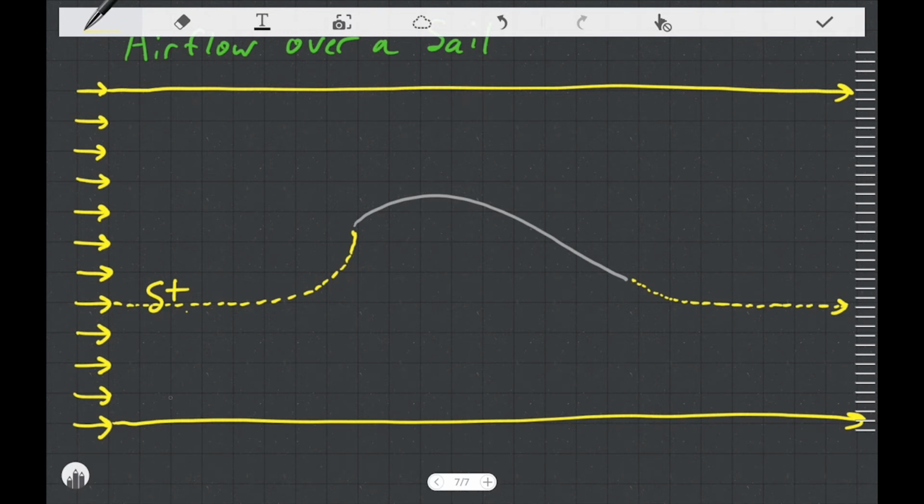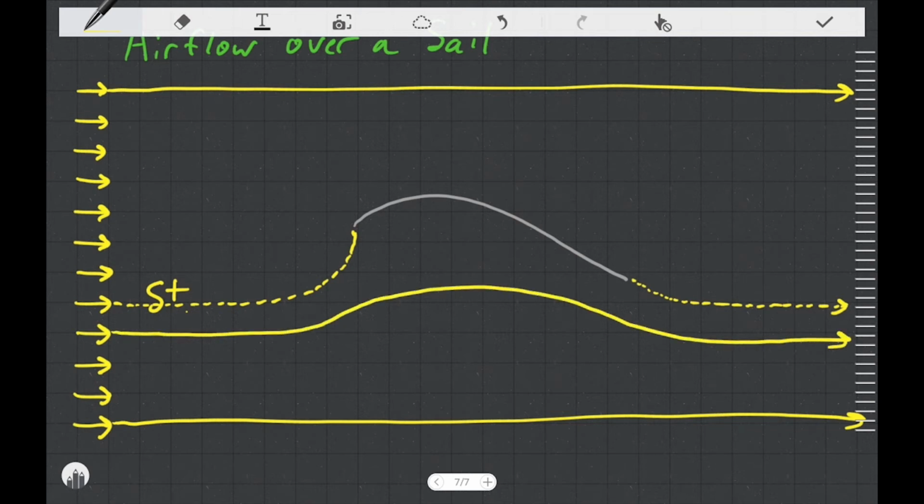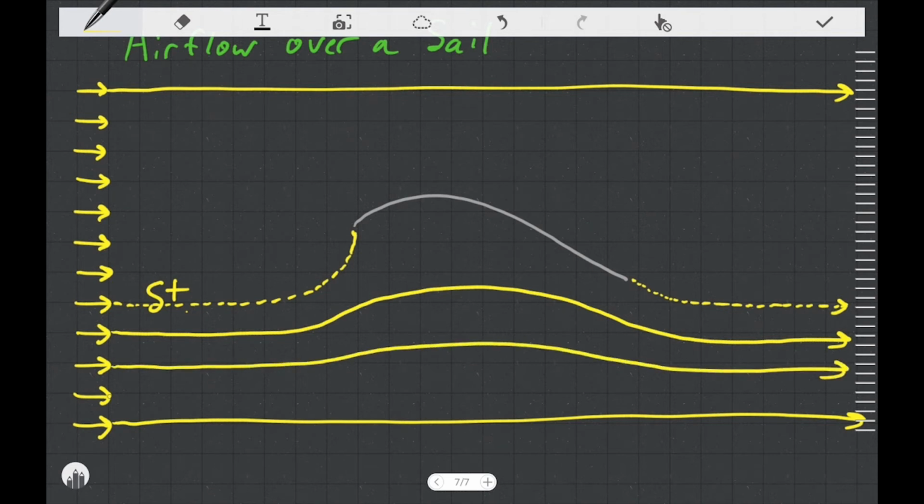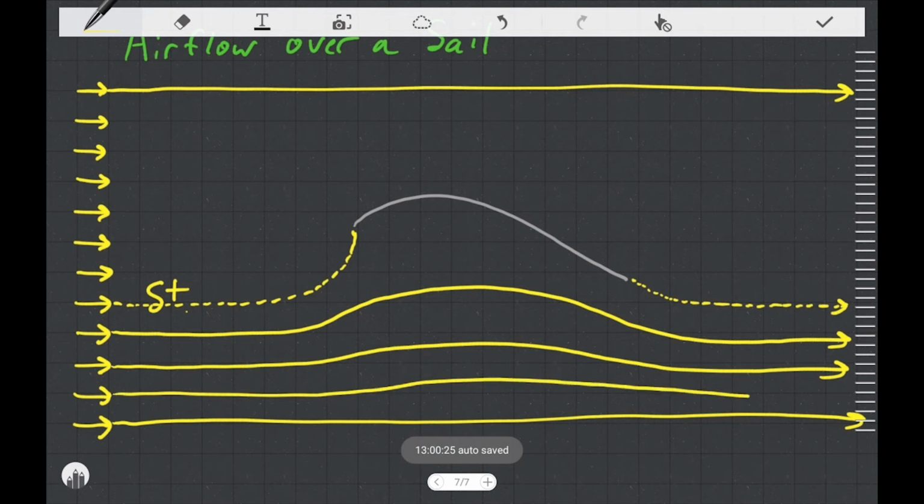I'm going to fill in the streamlines below the airfoil first. Notice here that we have a lot of space that's opened up between the sail and the bottom streamline here. And what we're going to expect is that these streamlines are going to evenly disperse in that space so that we have the streamlines spread farther apart. That's the streamlines below the sail.